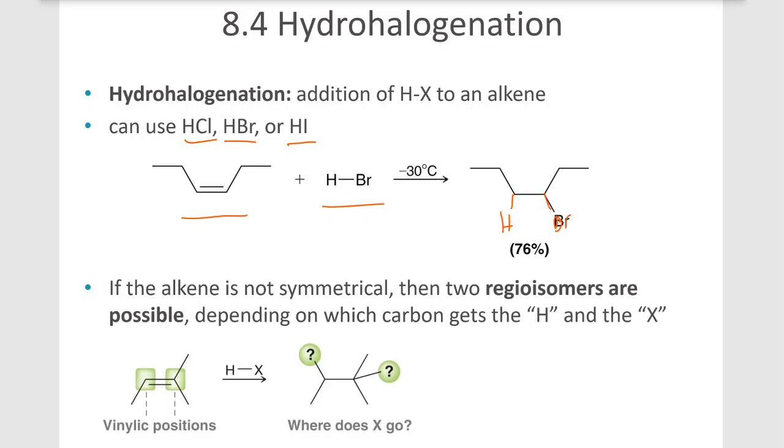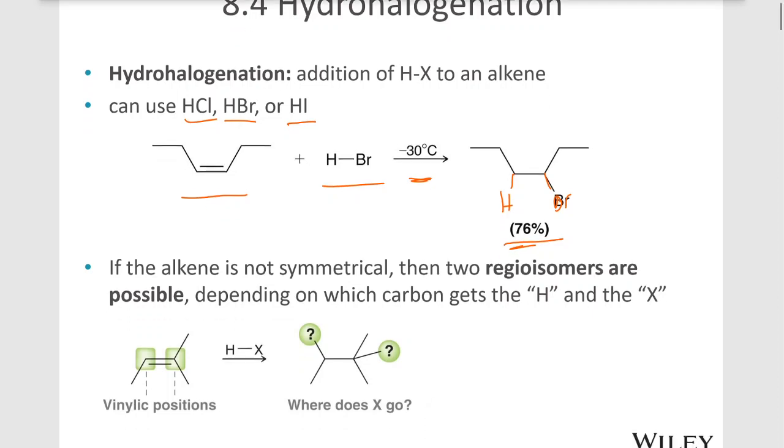Okay, we get 76%, which is a high outcome, a high yield of this product. Okay, so for a symmetrical alkene, that's fine. Notice that the temperature is kept low at -30, so it's kept really cold just because it's an addition reaction. Like we talked about, if you heat it up, you're going to get the reverse reaction.